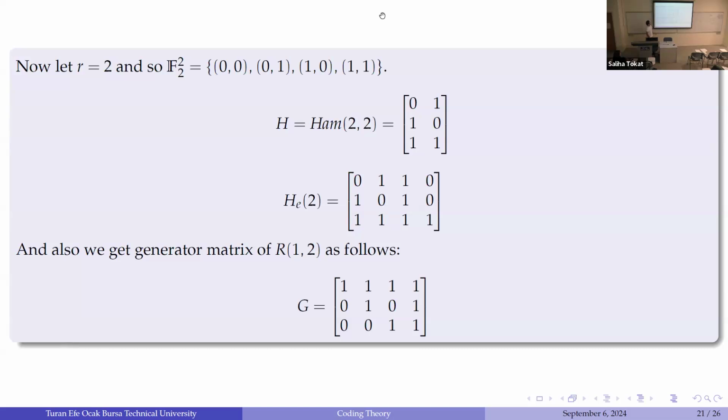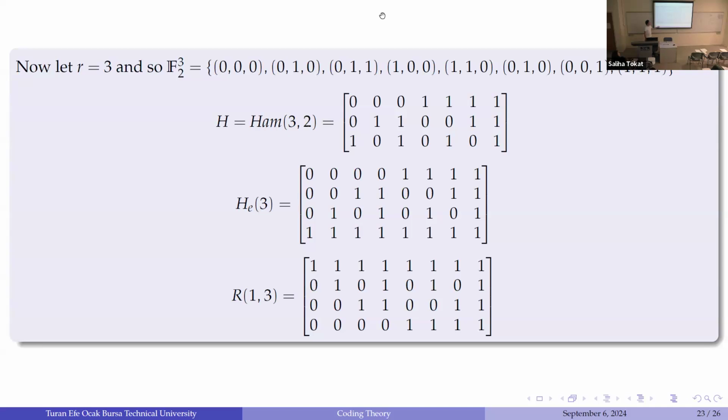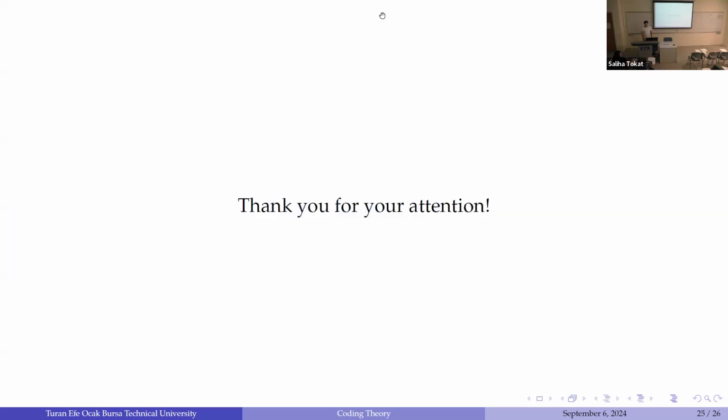For r equal 2, we write out the set, and we write all the non-zero codewords in the columns. We get this matrix. We want to find the extended Hamming matrix, so when we add the 0 column and the row of 1s, we get the extended Hamming code for r equal 2. The generator matrices are as denoted, with a column of zeros and 1, 1. Here's our G matrix. We make some row operations. Also, we can see this is equivalent, and we can do the same for r equal 3 and find these matrices. We can see these are row equivalent. All of them give us an idea about the proof. We can use the induction method to prove the proposition. Thanks for your attention.